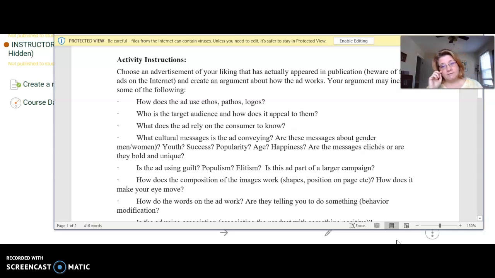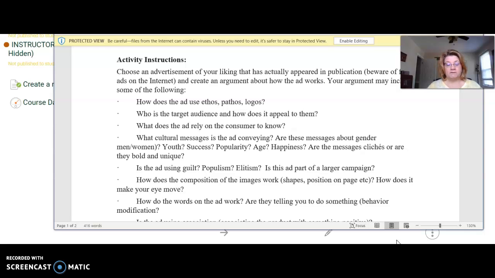You pick an advertisement. It has to be print, not a commercial or video. And just make sure it's real. Sometimes people make ads just for the internet for humor's sake or whatever. So you want to make sure it's a real ad that was shown somewhere, published somewhere, on a billboard, something. And then you're going to write a minimum four-page analysis of how this ad works. Like, what's it trying to convince us of? Who's the target audience? And then how does it do all that?